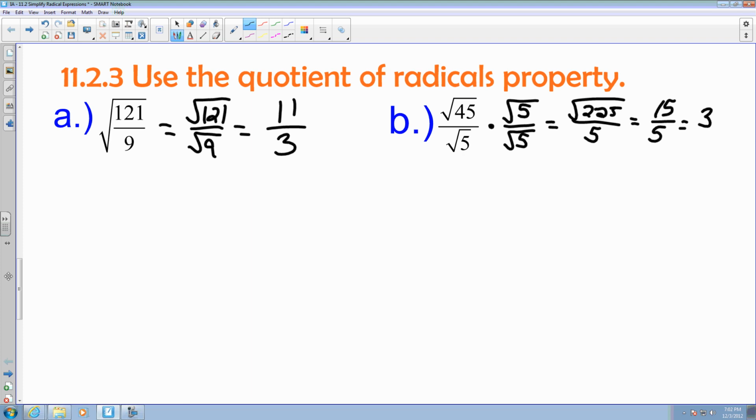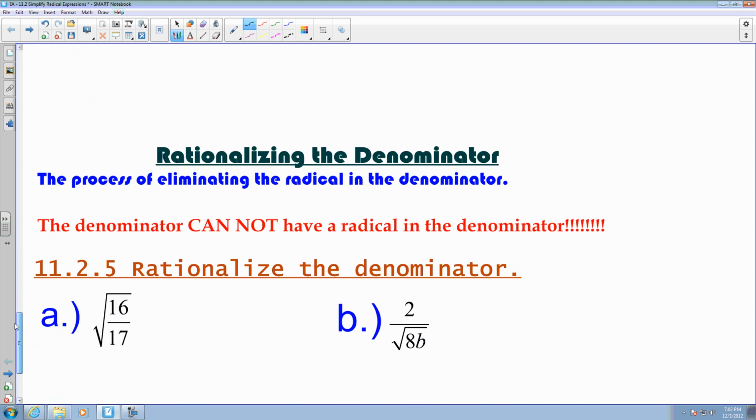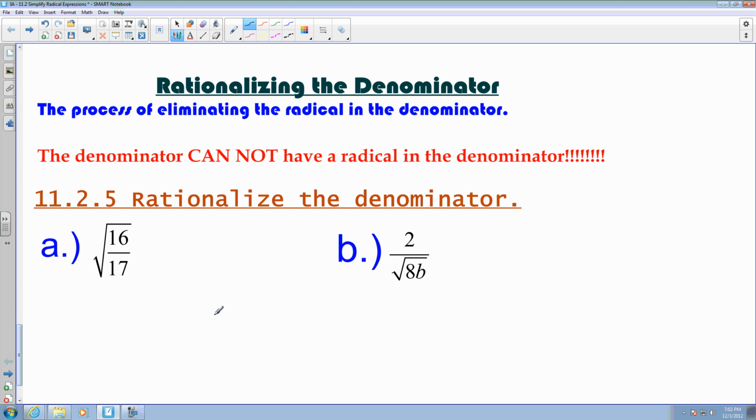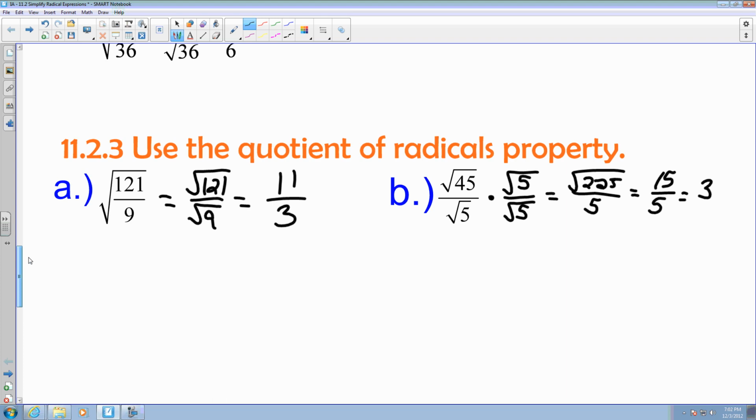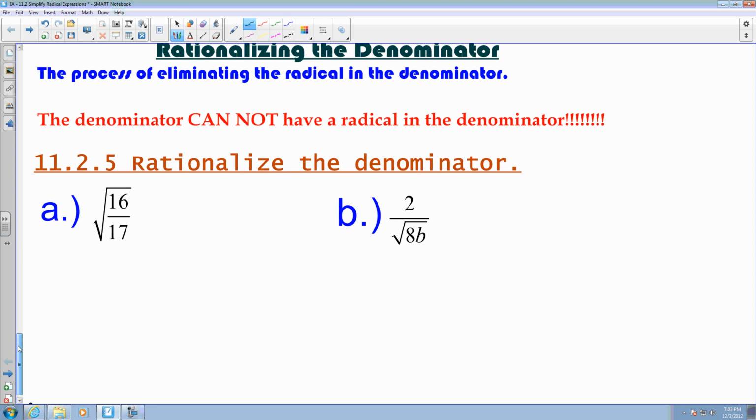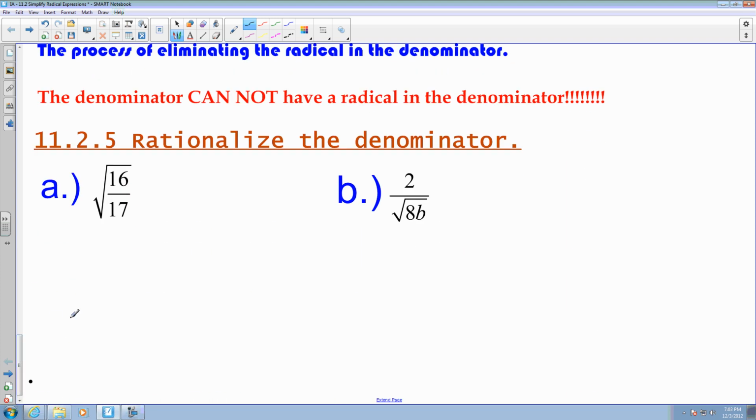Not too bad. And this is what I was talking about: rationalizing the denominator. We cannot have a radical in the denominator, and what I just did in example B is a way of getting rid of that. So let's take a look at A.